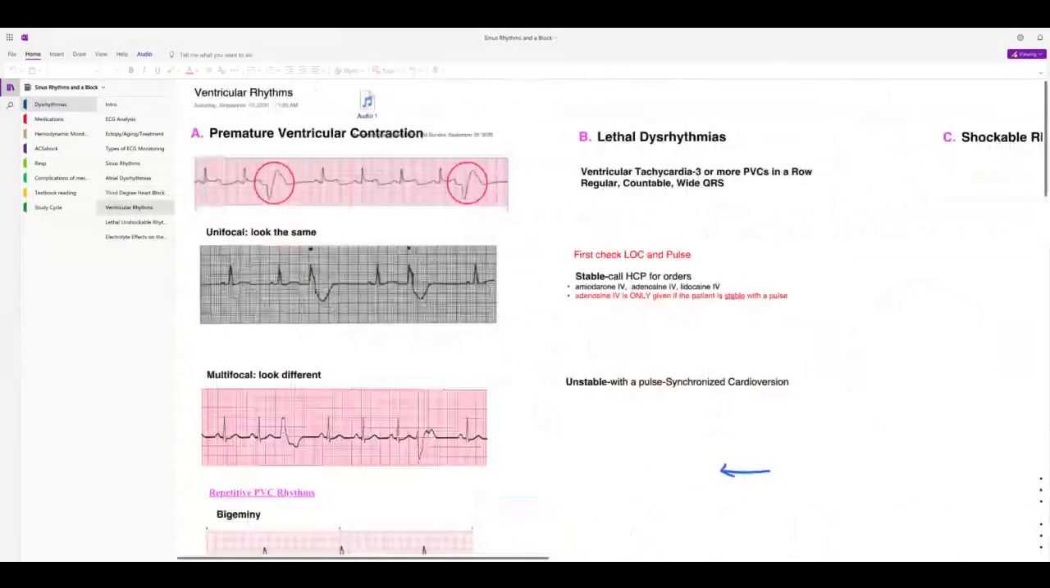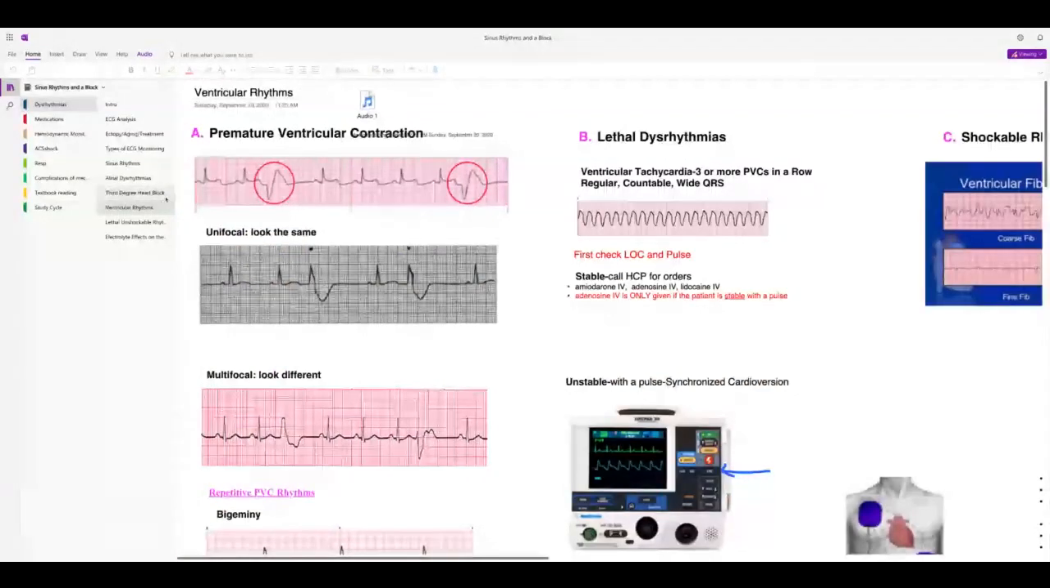Okay, now with ventricular rhythms, we're going to talk about PVCs first. Now, a PVC is an early, wide, bizarre looking beat, okay? And it's wide because that beat is coming from the ventricle. So somewhere in the ventricle, that area is irritated, okay?